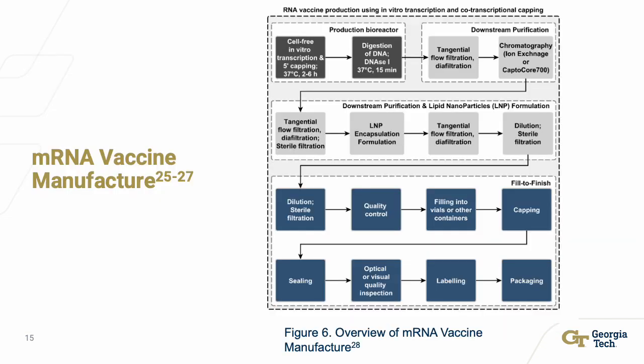Now we'll move on to manufacture of mRNA vaccines. In the first step of the process here, mRNA is transcribed in vitro in a bioreactor at 37 degrees Celsius from plasmid DNA, which would encode the antigen of interest.